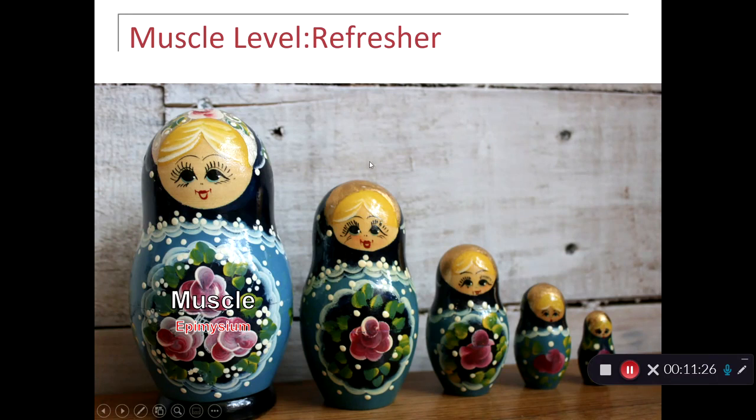Let's sneak down to the second matryoshka doll. We got the fascicle. This is your pull and peel magic going on. The normal pull and peel. You peeled away and you got yourself this thing coming off of it. The fascicle is also covered, but it is covered in something called the perimysium.